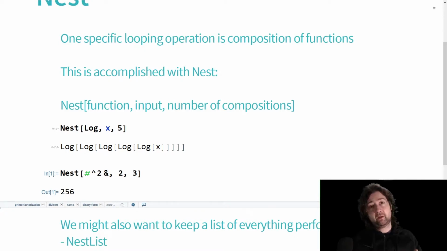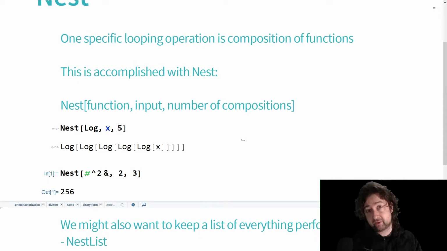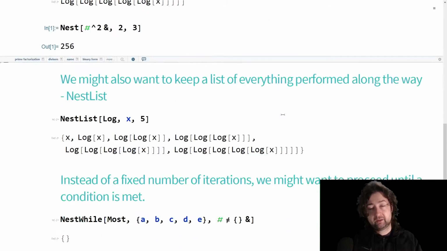Now, we might not want to know just what the output is, but everything that was performed, every calculation that was performed along the way as well. Oftentimes when we're studying things that are iterated, we actually want to see how whatever we're studying evolved over the course of the repeated compositions. So that's performed with a command called nest list.